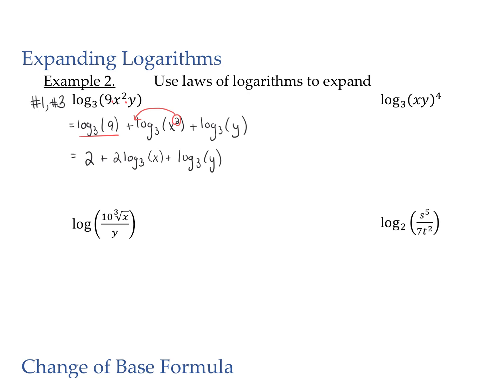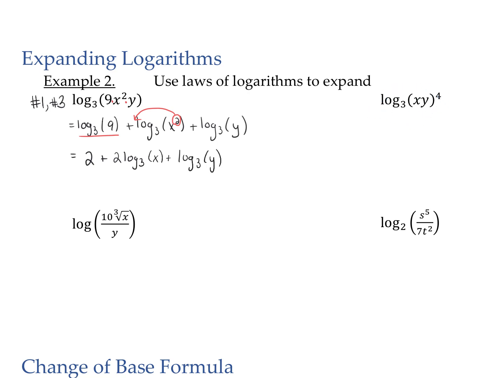You know you're done when it's as big as it can be, as messy as possible. You don't have any exponents, multiplication, or division left on the inside of the logarithm. So I was able to get rid of all of the multiplication and all of the exponents using rules 1 and 3.